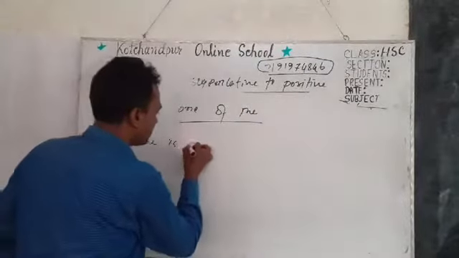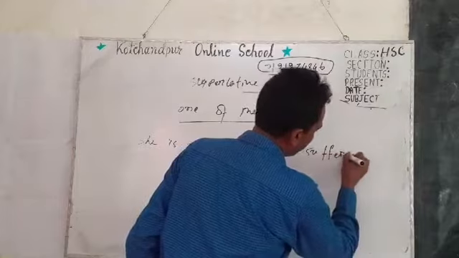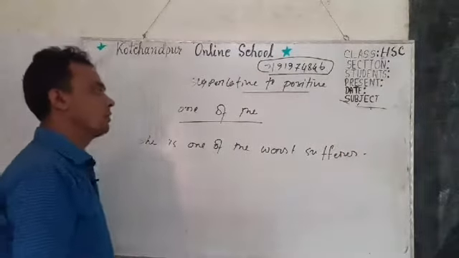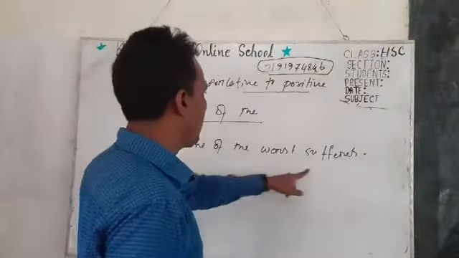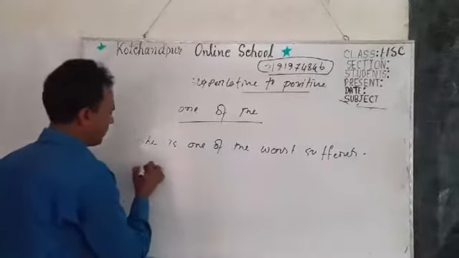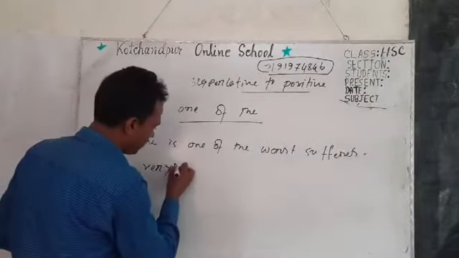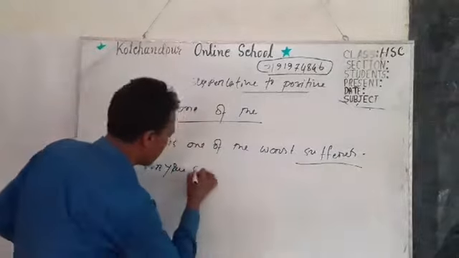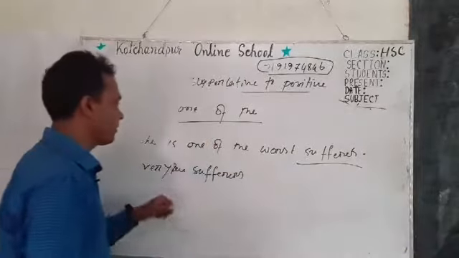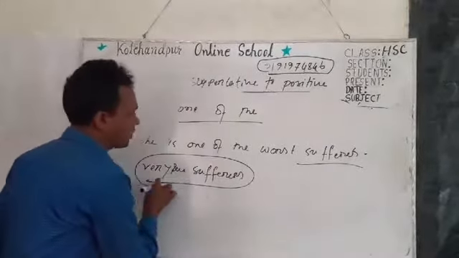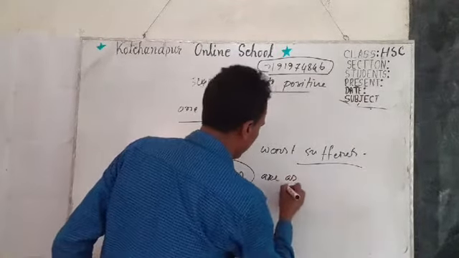She is one of the worst sufferers. Okay, you have to know that after "one of" the noun must be plural. On the other hand, after "very few" you have to use the plural form of the noun. Very few, we can use sufferers, and here the verb is "is", but you should use "are", because if the subject is plural, the verb must be plural, so we can use "are".